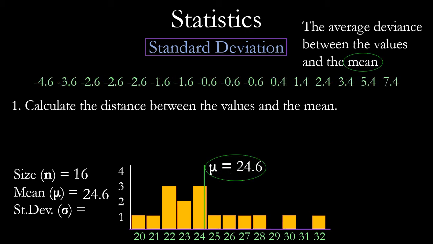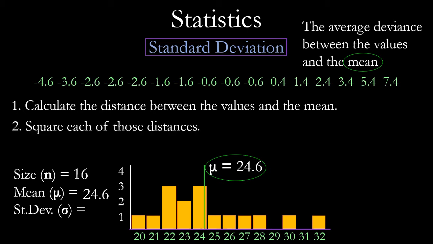All right, we've got negative 4.6, negative 3.6, and so forth. These are the distances of each one of our data points from the mean. We can see at the very top and the very right, the distance between 32 and 24.6 is 7.4, because 32 minus 24.6 is 7.4. That's exactly what you are looking at right now, the distances between each value and the mean.